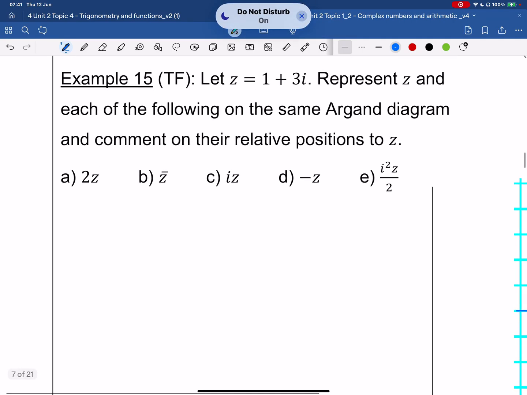All right. Here we're saying let z equal 1 plus 3i, represent z and each of the following on the same Argand diagram, and comment on their relative positions to z. So I think the easiest way to do this is let's do the algebra first, then we'll plot them and then talk about their relative positions.